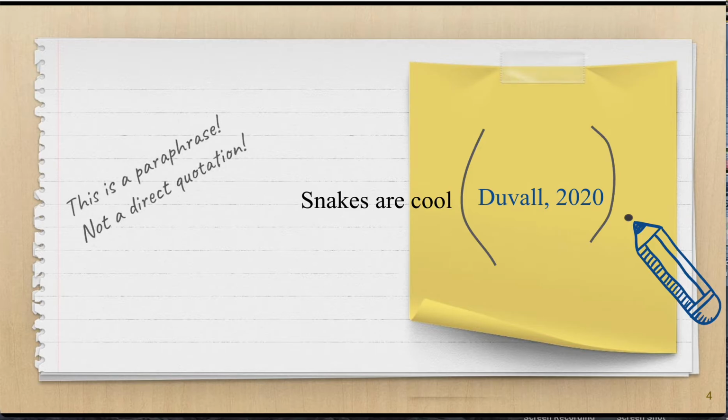You're paraphrasing a source. Note, this is not a direct quotation. There are no quotation marks. This is a paraphrase. So what Duval in 2020 really said was something like, the slithering serpent is a fascinating species, right? So I paraphrase that. Snakes are cool. And I'm saying who said it, Duval. I'm putting a comma, and I'm saying when they said it so that I can go get that information.